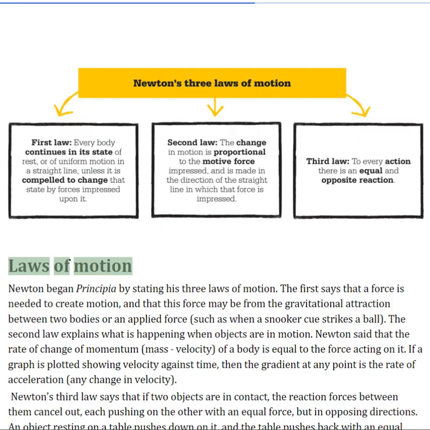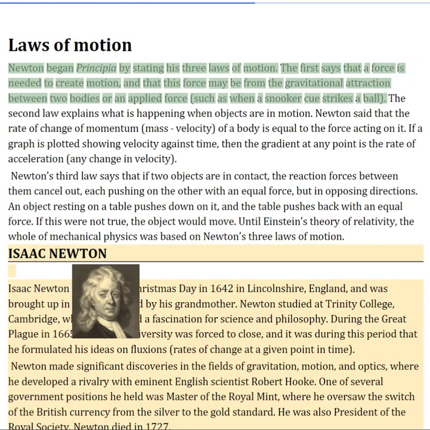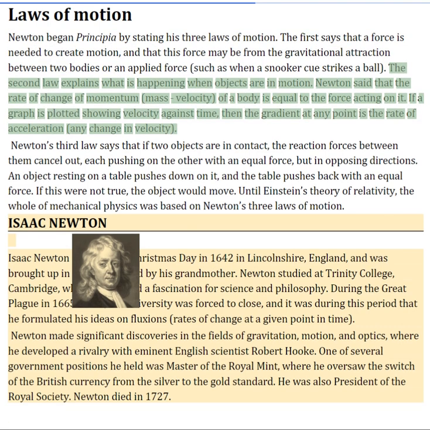Laws of motion. Newton began Principia by stating his 3 laws of motion. The first says that a force is needed to create motion, and that this force may be from the gravitational attraction between 2 bodies or an applied force. The second law explains what is happening when objects are in motion. Newton said that the rate of change of momentum of a body is equal to the force acting on it. If a graph is plotted showing velocity against time, then the gradient at any point is the rate of acceleration.